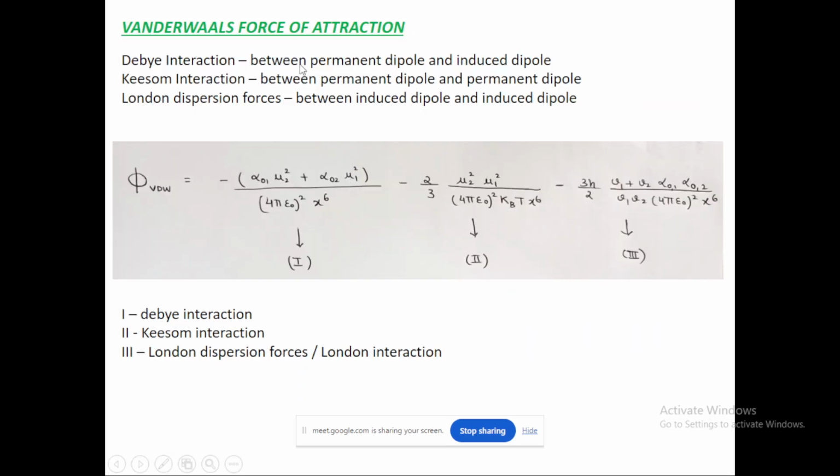So if you see the entire van der Waals forces of interactions, there are two things that are common. One is this 4 pi epsilon the whole square, and another one is the x power 6. And another one is the negative sign. So the negative sign represents the attraction forces, and the positive sign is given for the repulsive forces.